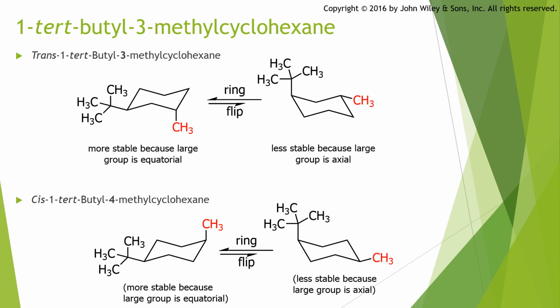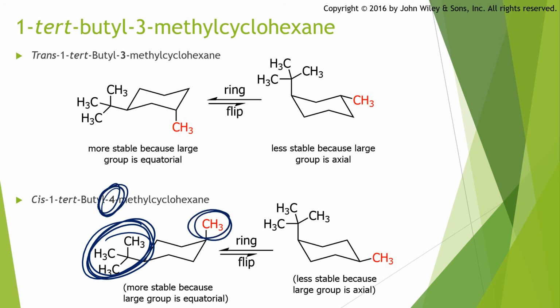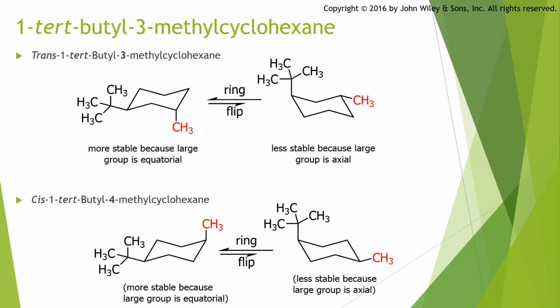For the next one, if it's cis, then the tert-butyl group, when it's equatorial, oh, this is 1,4. Oh, yeah, okay, 4. Woo, panicked for a second. Cis 1-tert-butyl 4-methylcyclohexane. When it's cis, it's going to have the same problem where if the tert-butyl group is equatorial and we have cis 1,4 substitution, the methyl group is forced to be axial.